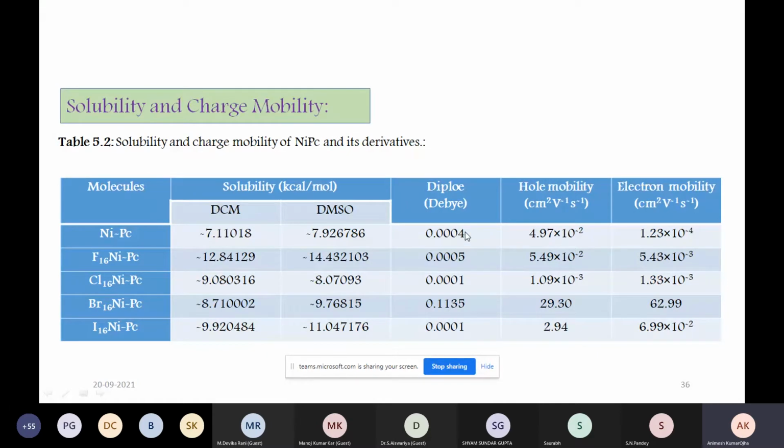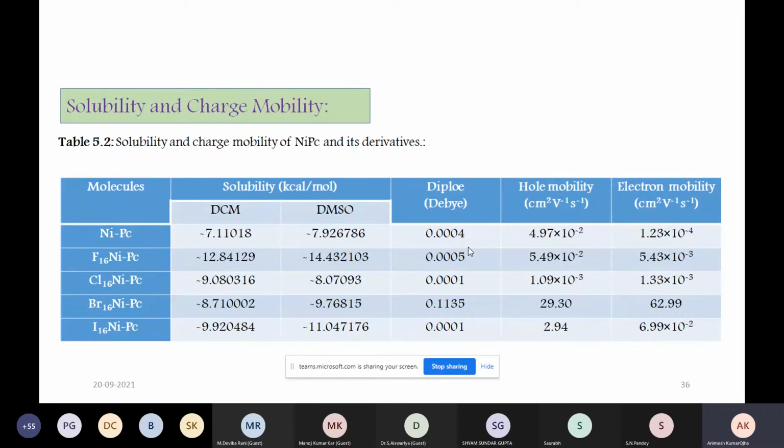Why is this dipole moment needed? If you have a highly polarized ETL molecule, then it will interact with the water, and when it interacts with the water, there is a chance that it will degrade the perovskite also. So we have to design this ETL in such a manner that it has less affinity for interaction with the water molecule. This we have to take care of while designing this electron transport layer.